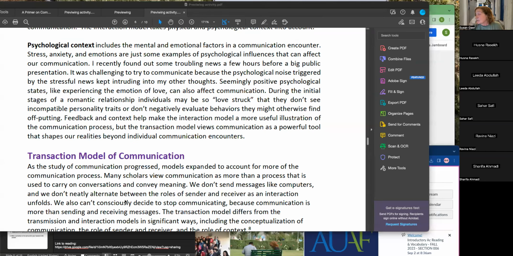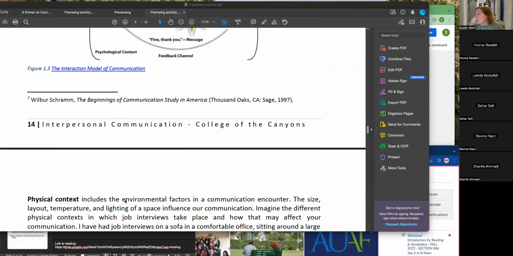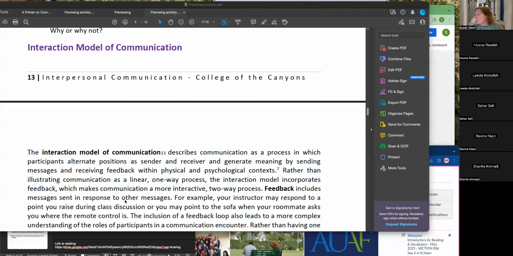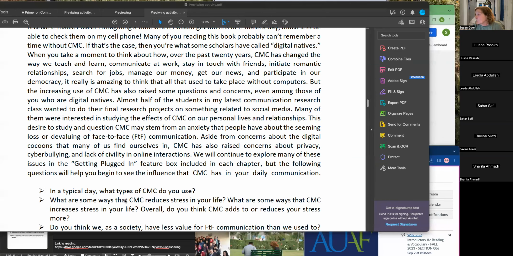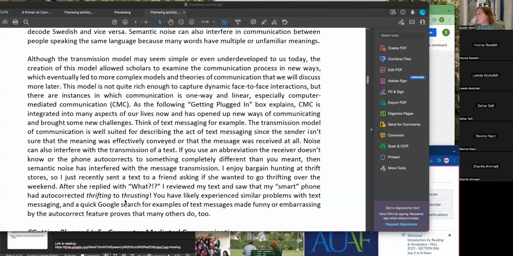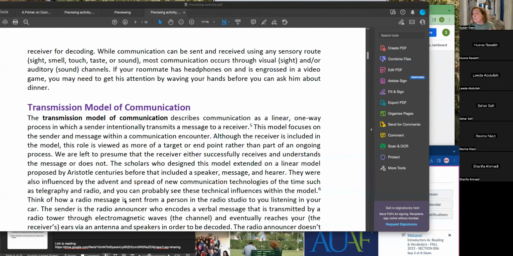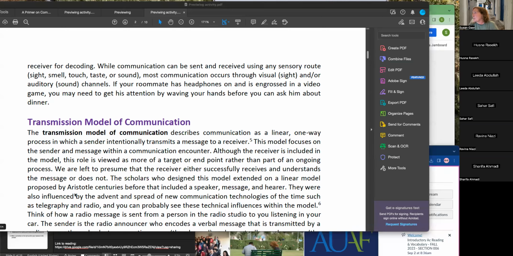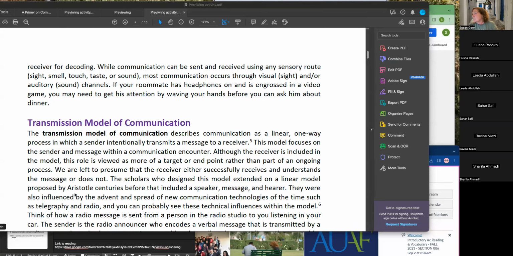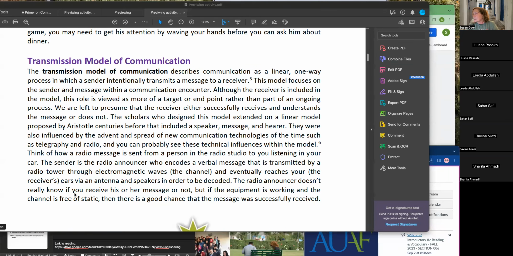Yeah, transaction. So there's three, right? Transaction, interaction, transmission. So what does this tell you about the reading? What kinds of things are you going to be learning about, in general?